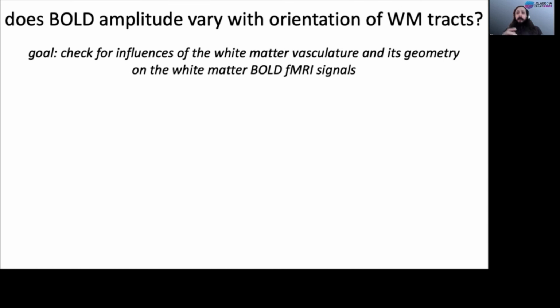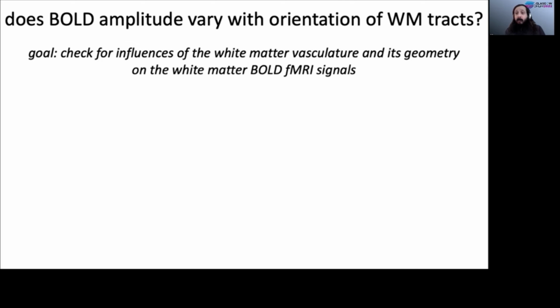So we sought to test whether we could detect influences of the white matter vasculature and its geometry on white matter BOLD, and to see whether this white matter vasculature really does match up with the tract geometry. If it does, not only would this help with the interpretation of white matter fMRI, but it would also show us a conspicuous relationship between large-scale vascular and tissue anatomies.